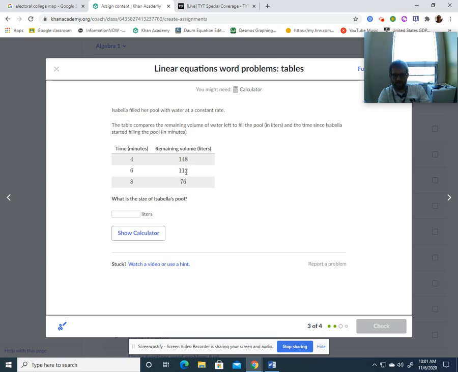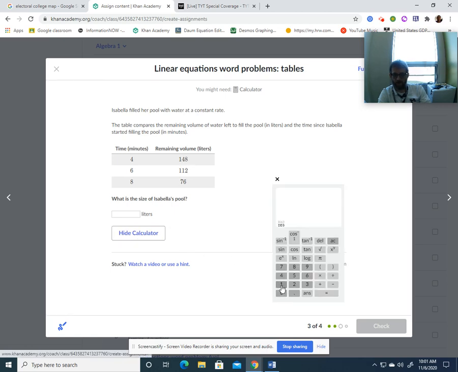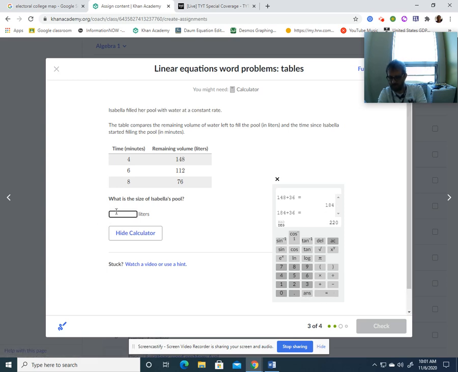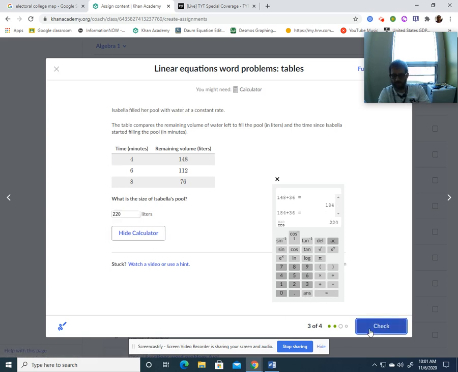Well, this is changed by 36. I'm going to have to do this, I probably need a calculator. 148, I'm going to add 36 once. That gets me to 2 minutes, because this is changed by 36. And then I'm going to add 36 one more time. It has to go twice. And we're going to get it started at 220 liters.